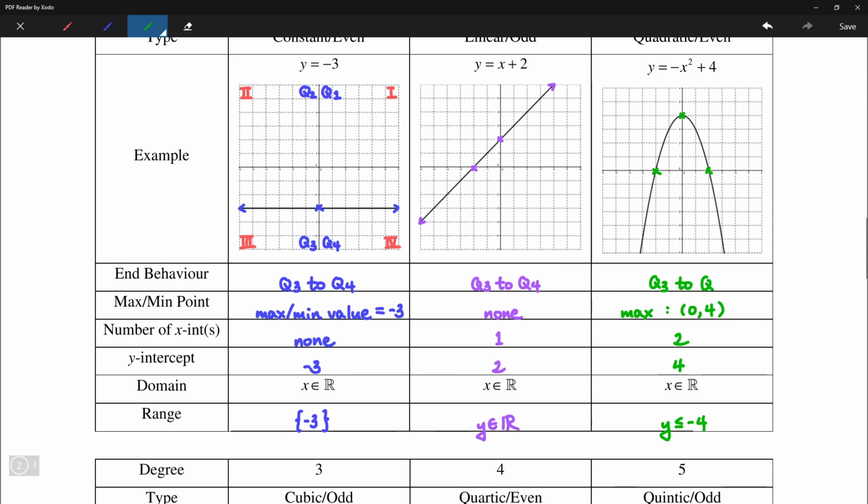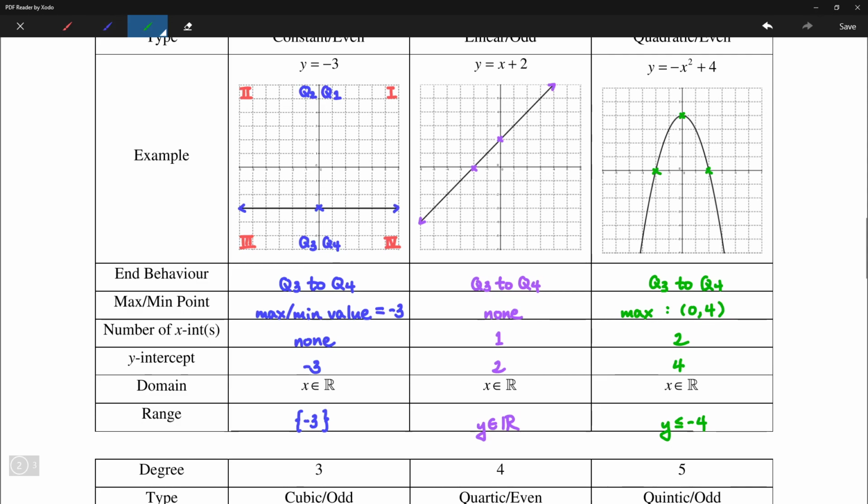All right, so far, we have looked at 2 polynomials of even degree. So that would be the constant and the quadratic functions. And then we have one odd polynomial function, so degree 1. Notice that the end behavior for the first and third graphs are both quadrant 3 and 4.